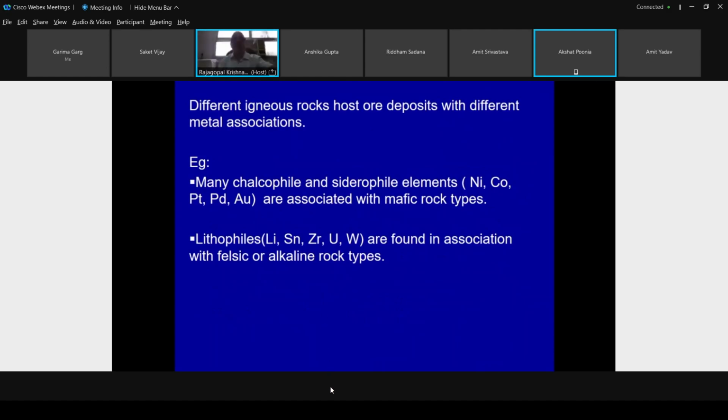When you do field work or collect data on different igneous rocks, there is some association. For example, you see chalcophile and siderophile elements. Chalcophiles like copper, lead, zinc. Siderophile elements like chromium, nickel, platinum. All these are associated with certain mafic rocks, that means rocks having mafic mineralogy, rocks having pyroxenes, olivine. So there is some relation between the rock and the type of minerals occurring in a particular deposit.